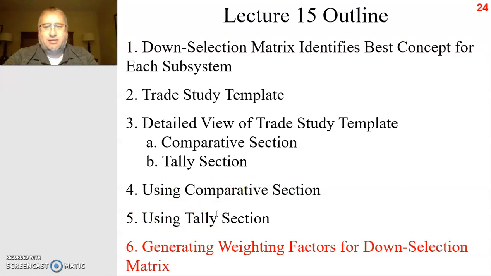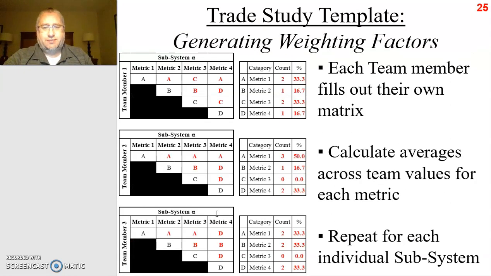And we're going to move on now to how to generate those weighting factors that go into the down selection matrix. Okay, so what I've shown here is at least for one subsystem, right? You guys are going to have multiple subsystems, probably somewhere between 5 and 8, maybe 9 subsystems for your designs. But for a single subsystem, I have just sort of artificially filled out both sides of the matrix for 3 different team members, team member 1, 2, and 3. And you guys are going to have somewhere between maybe 6 and 8 team members, so you're going to have a lot more of these matrices.